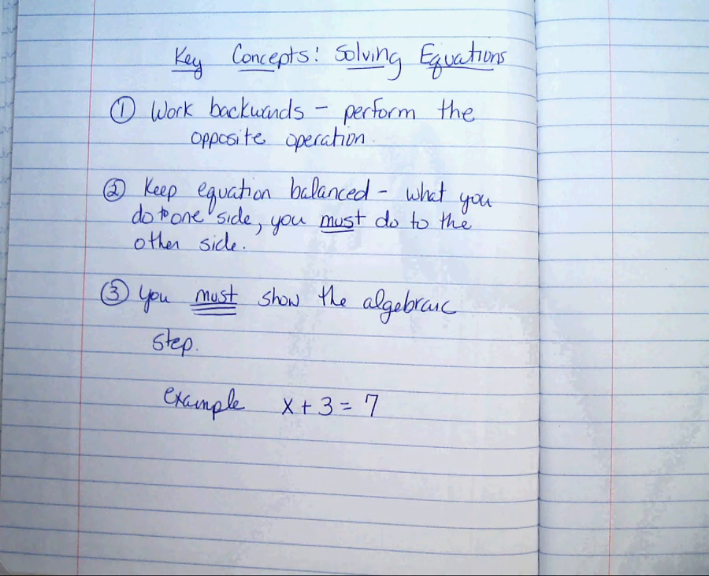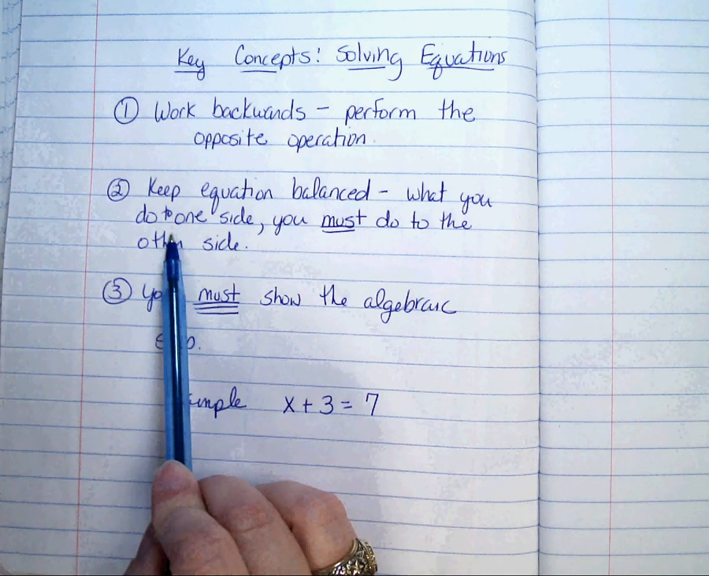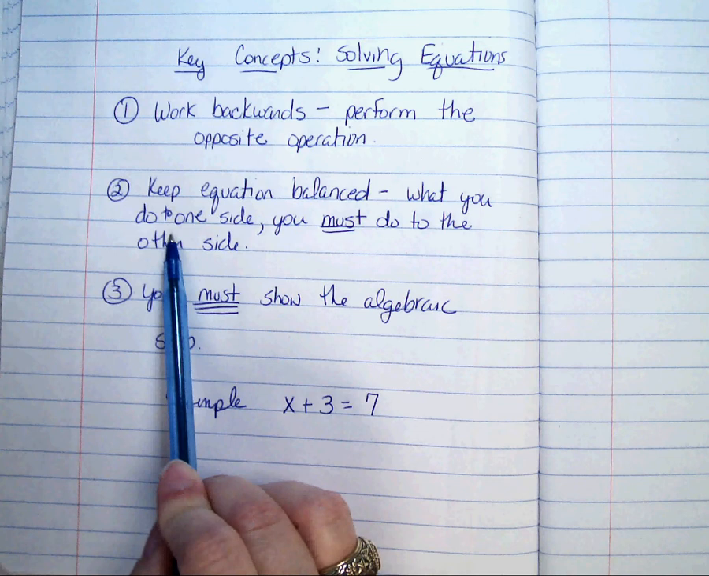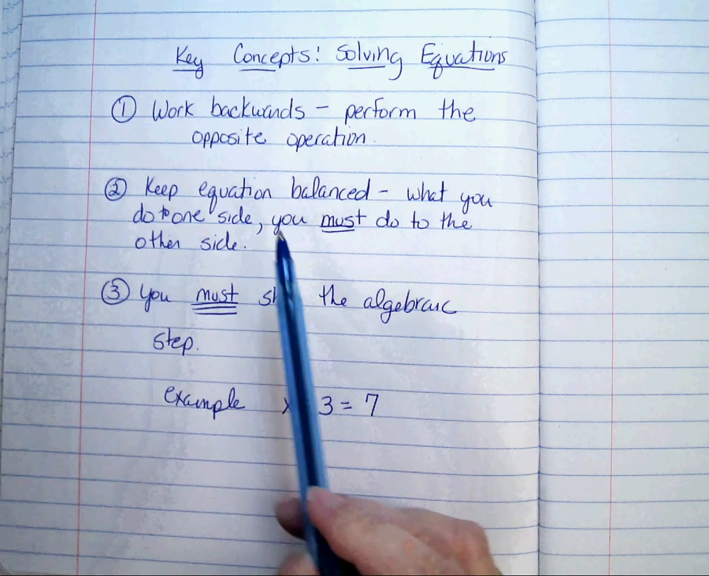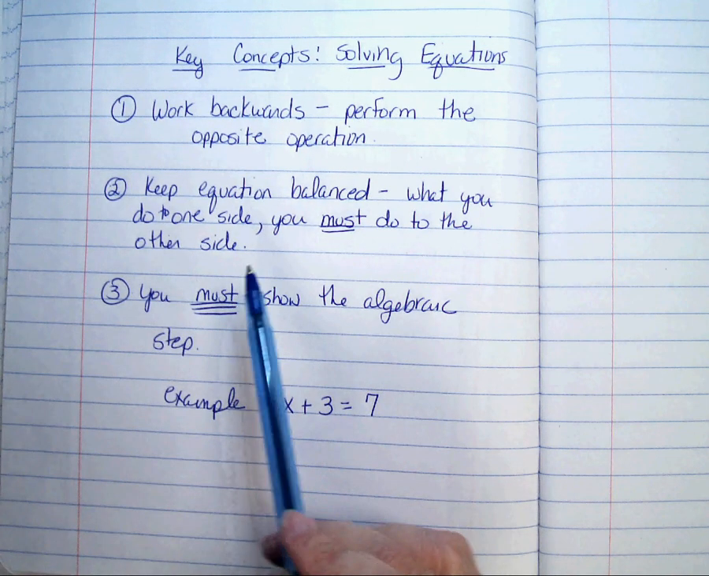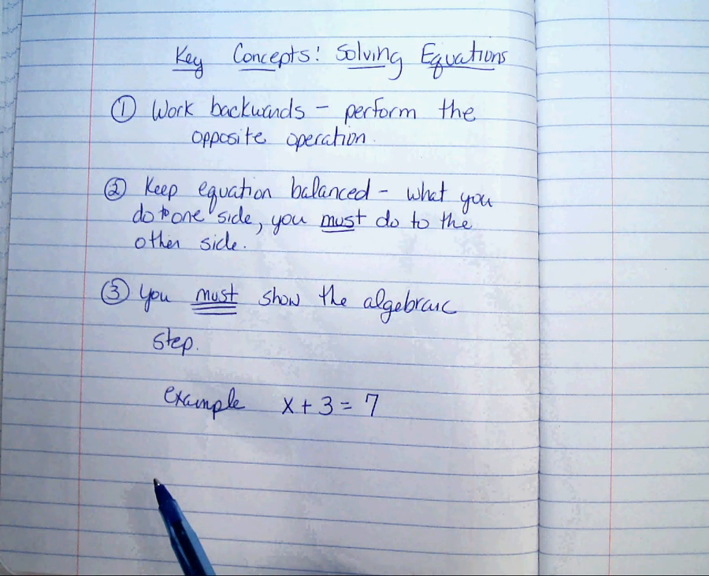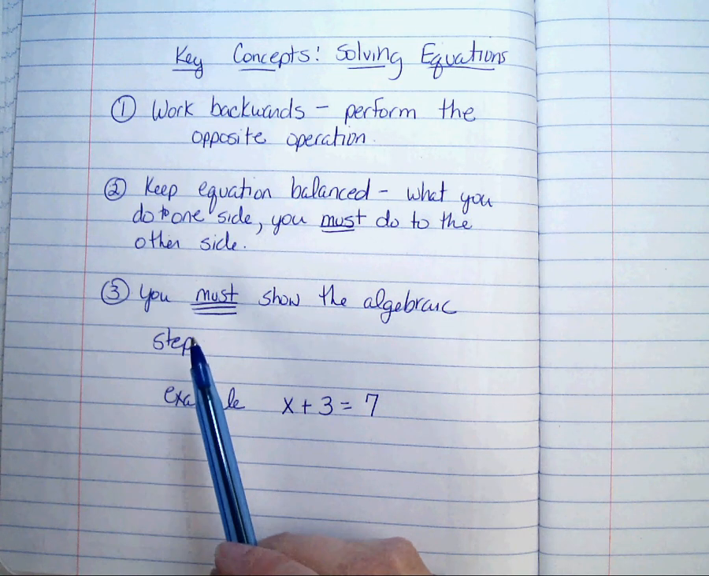So if we see addition in the equation, to undo that, we're going to do subtraction. If we see subtraction in the equation, to undo that, we're going to do addition. And the same thing with multiplication and division when we do that later this week. You always perform the opposite operation. The second key concept is that we have to keep the equation balanced. What we do to one side of the equation, you must do to the other side.